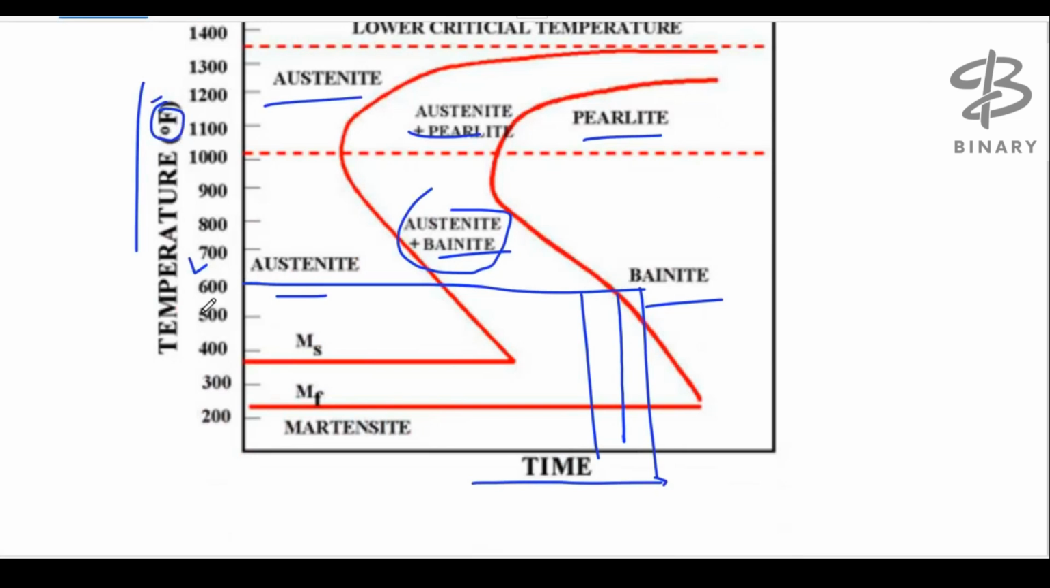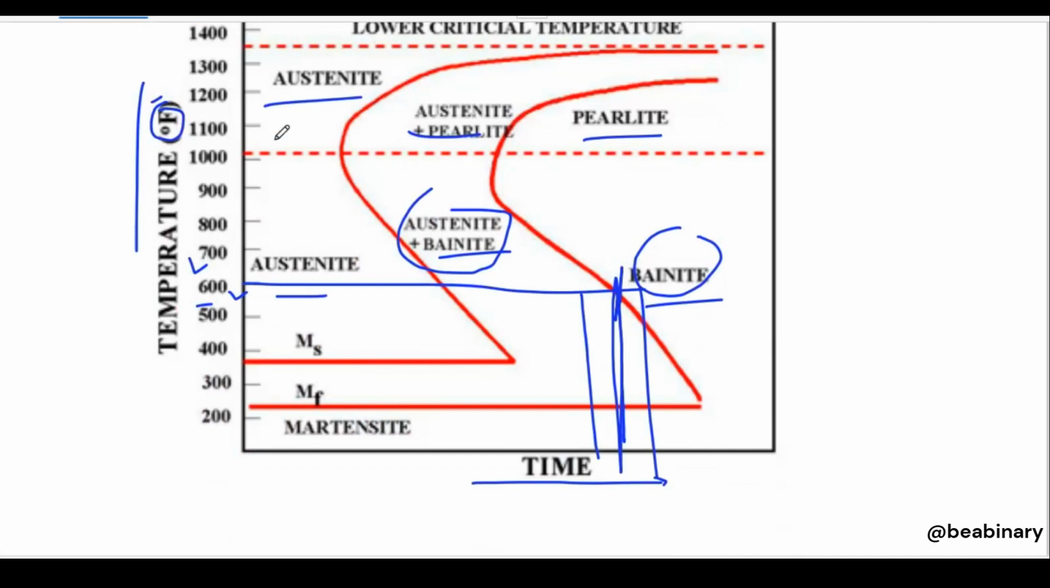So here at 600, at this particular time, the transformation will occur, and you will have only bainite after that. So this is a critical time. After that, for this particular temperature, the transformation will occur, and it will change into bainite.